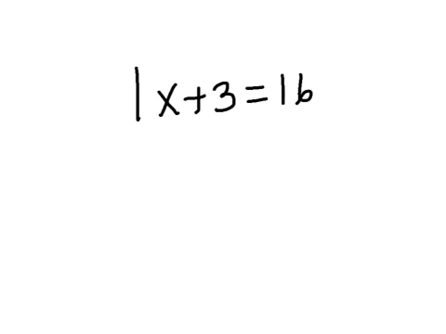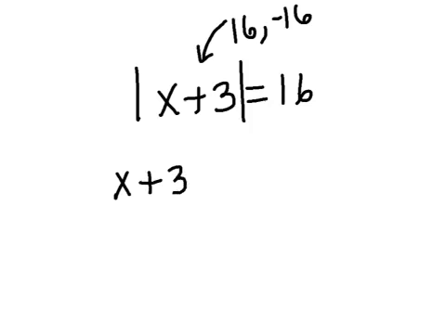Let's do another one. Absolute value of x plus 3 is equal to 16. Whoops, forgot my other symbol. Okay, so inside the absolute value sign, we have to have either 16 or negative 16, because those are the only two values that'll work. So we remove the absolute value and we have two possible solutions. x plus 3 equals 16, or x plus 3 is equal to negative 16.